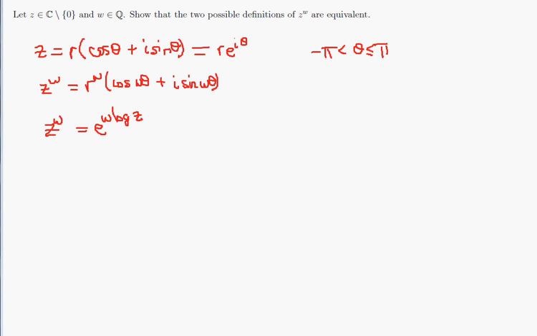To do this, we note that the definition of the logarithm of a complex number is equal to the natural log of r plus i theta. That's what it means to be the logarithm of a complex number, where theta again is in the specified range. So this is equal to e to the w natural log r plus w times i theta.